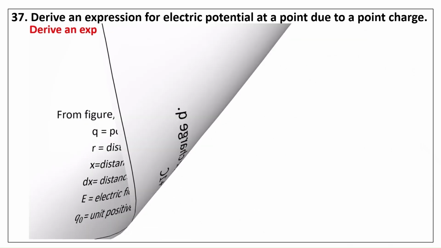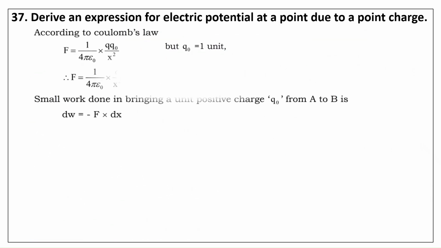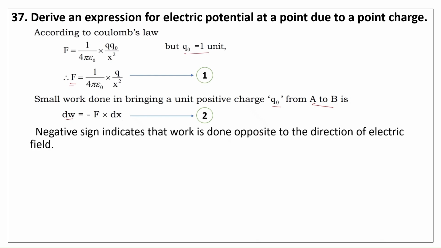According to Coulomb's law, F is equal to 1 by 4 pi epsilon naught, Q naught by x square. But Q naught is equal to 1. Therefore, F is equal to 1 by 4 pi epsilon naught, Q by x square. Mark as equation 1. Small work done in bringing a unit positive charge Q naught from A to B is dW is equal to minus F into dx.